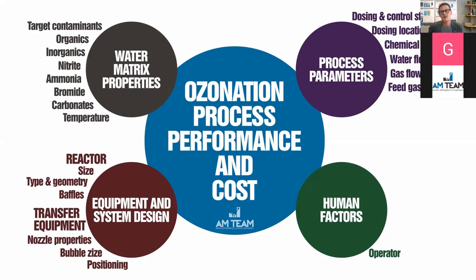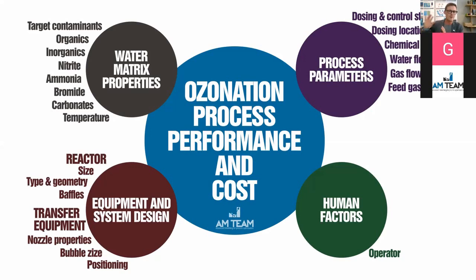These four categories are, of course, driving this. First, you have the water matrix properties. We are talking about all these variables we have shown. Second, we are talking about equipment and system design. How do you design your injection systems? How do you size your reactors? How many nozzles? Type and geometry. I mean, the positioning of your equipment. It has a huge impact, of course, also on the performance and the cost. And it might vary across water matrices.